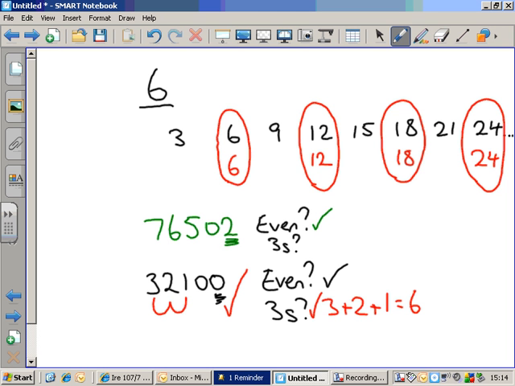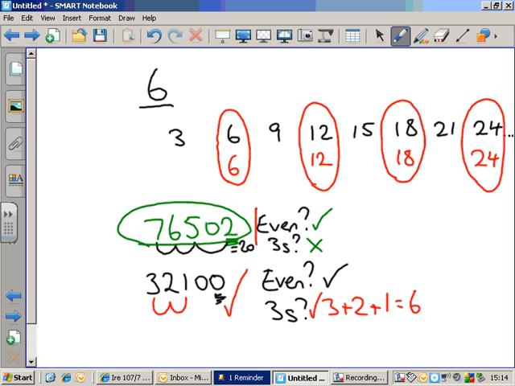Secondly, is it in the 3 times table? Well, let's have a look. Add up the digits. 7 and 6, 13. 13 and 5, 18. 18 and 2, 20. Is 20 in the 3 times table? No, it's not, which means the number's not. Which means that this number, even though it's even, is not in the 6 times table.